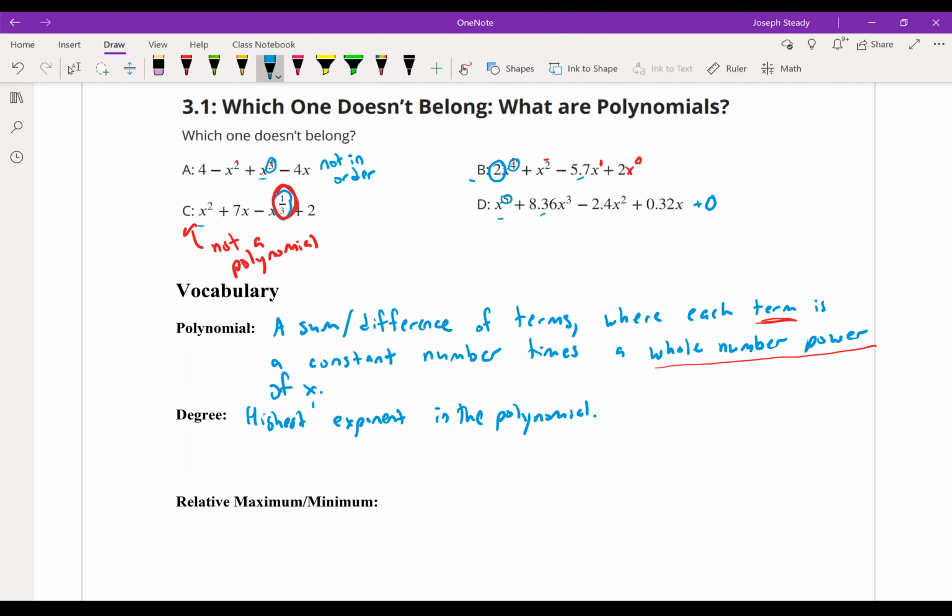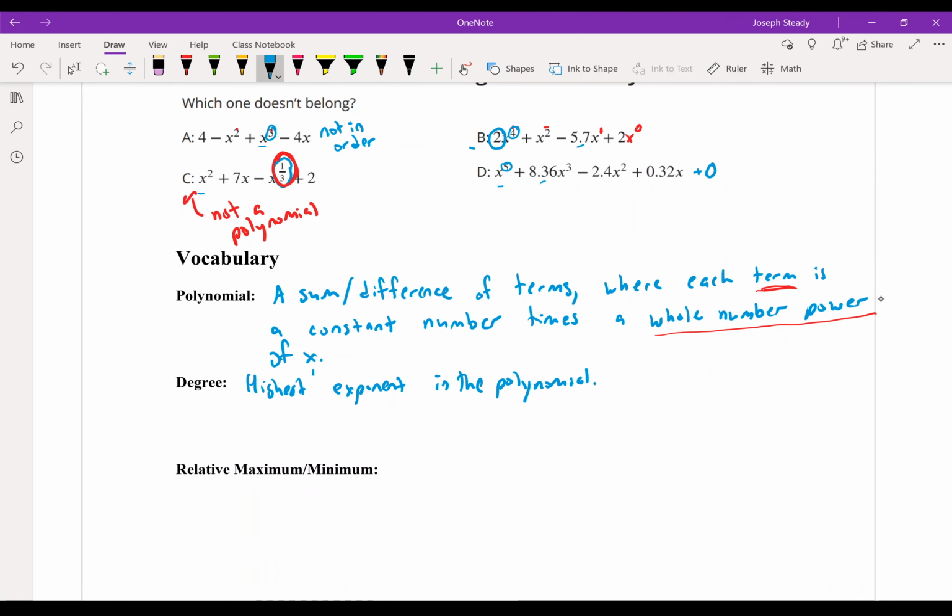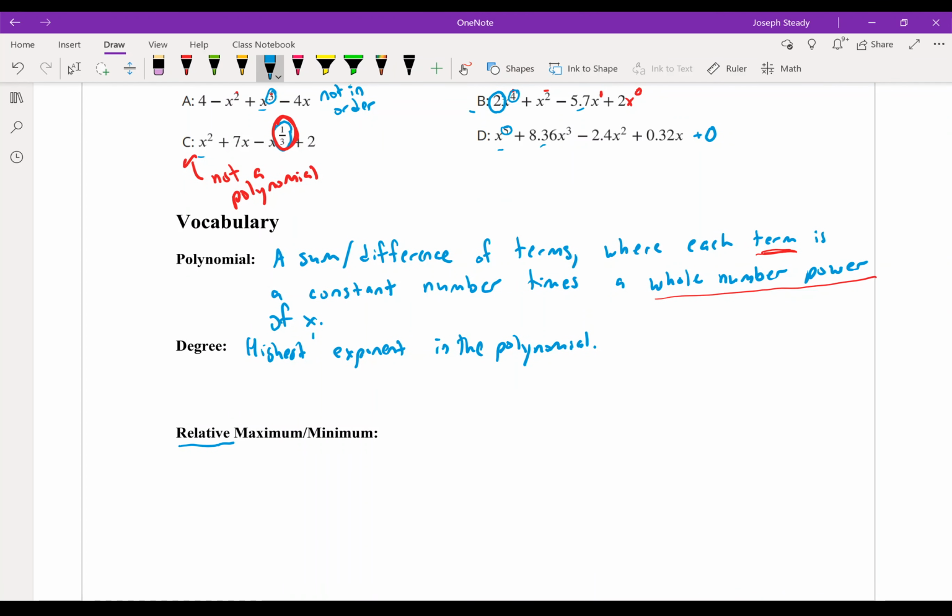And then relative maximum or minimum. This one is going to talk more about graphs actually, but we will be looking at graphs in this lesson, so it's good to bring up now. A relative maximum or minimum. Relative just means that it's a max or min compared to the values that are around it. So a relative max or min is a value that is greater or less than, for minimum, all other values around it.